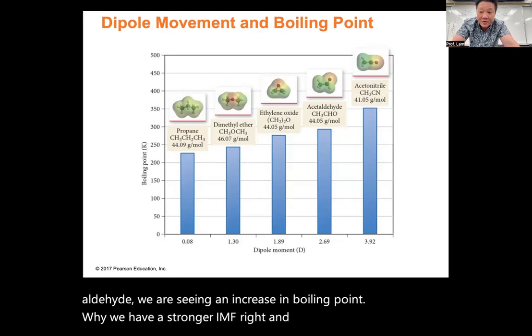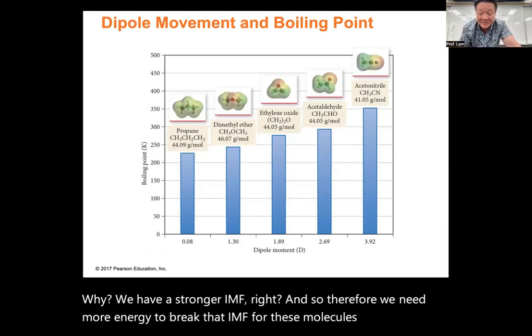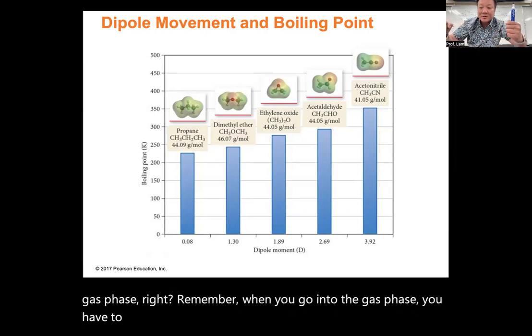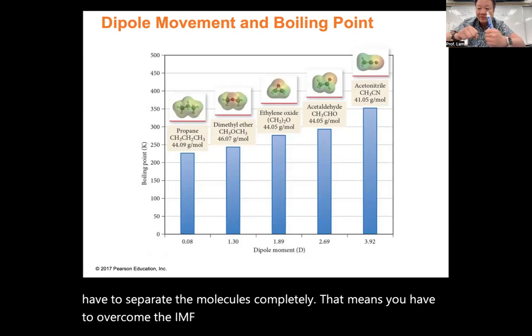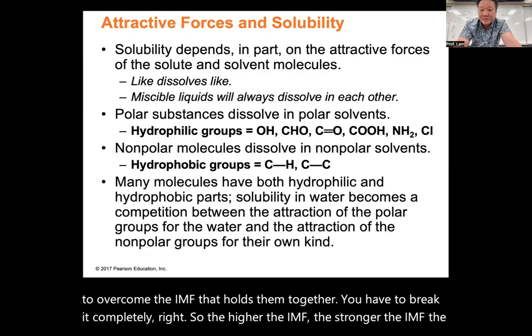And so therefore, we need more energy to break that IMF for these molecules to go into the gas phase, right? Remember, when you go into the gas phase, you have to separate the molecules completely. That means you have to overcome the IMF that holds them together. You have to break it completely, right? So the stronger the IMF, the higher the boiling point is going to be.